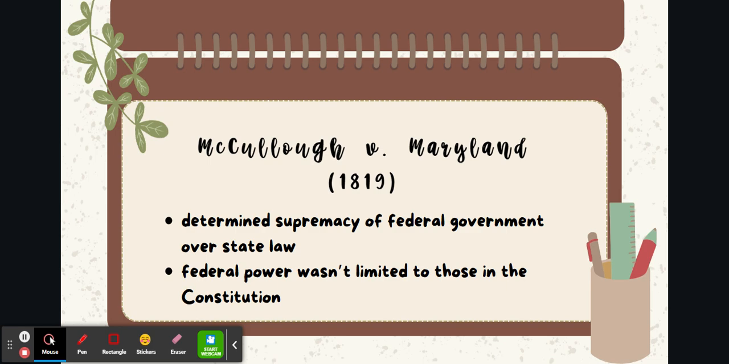It also indicated that the federal power wasn't limited to those in the Constitution. So, this is where we start to see the development of the Elastic Clause, sometimes also called the Necessary and Proper Clause, where the federal government starts taking on responsibilities that were not formally stated in the initial Constitution.